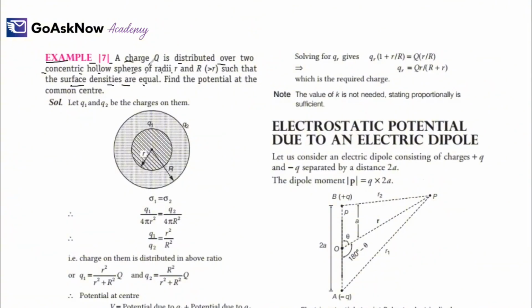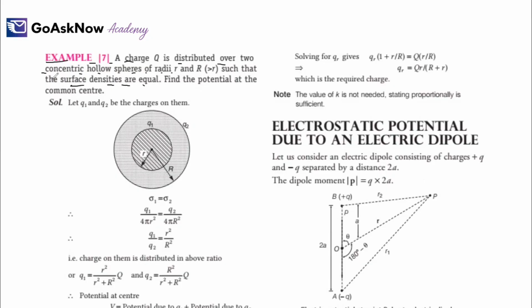It means that if sigma 1 is the surface charge density here, and sigma 2 for the other surface, then sigma 1 is equal to sigma 2. Find the potential at the common center. So we have to find the potential at their common center only. So let's start the question.